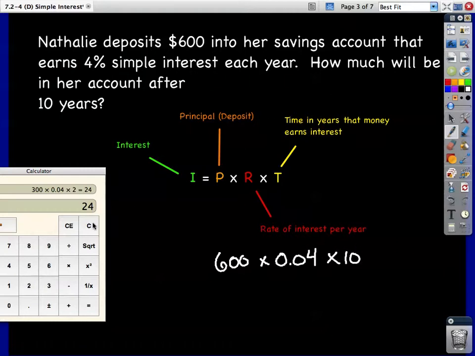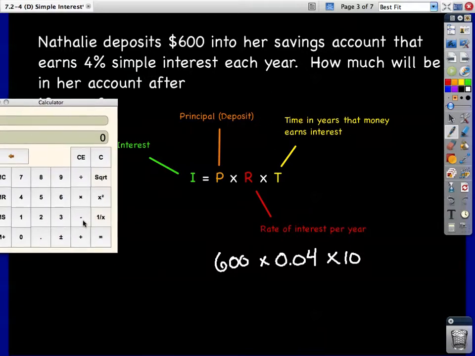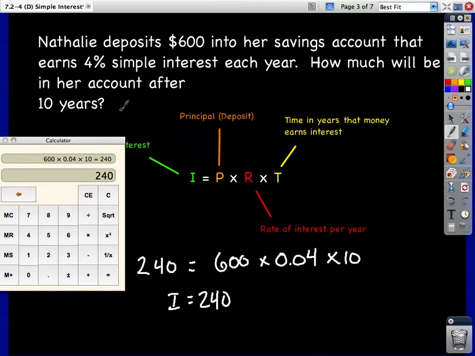So let's figure out how much interest she's going to earn on this. So 600 times 0.04 times 10 gets me to $240. So that means then that the interest is $240. So I is $240. But it didn't ask how much interest she was going to earn. It asked how much will be in her account after 10 years. So we have to add that to the original amount.